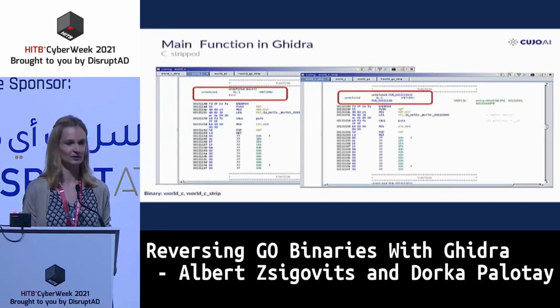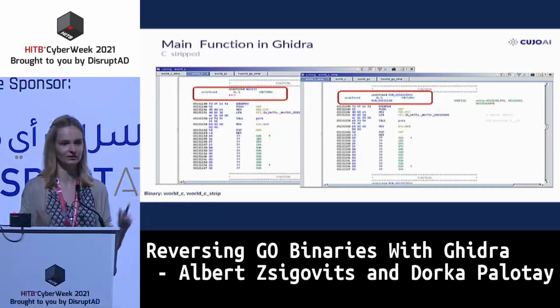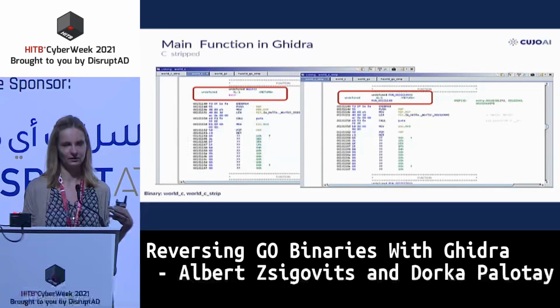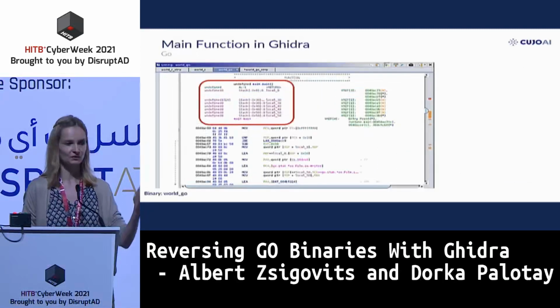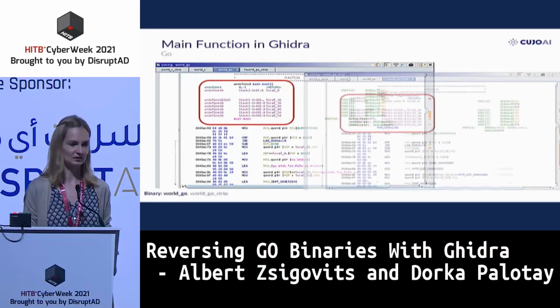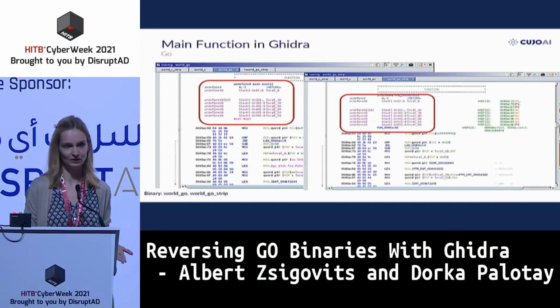Just for comparison, if we look at the main function within the disassembler view of Ghidra, you can see on the left side the unstripped version, on the right the stripped version. It's not too difficult. Okay, now we don't see the name of the function, but it's just a few lines, so it's still easy to understand. But in case of Go, already the main function, which is supposed to only print hello world, is much more complicated than in C, where it's just one line. And when it's stripped, we don't even have the function name, don't have more information here.